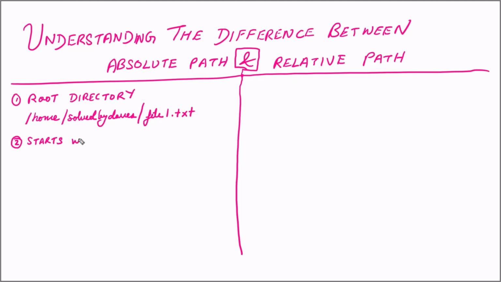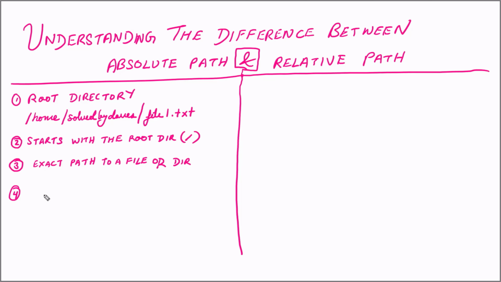So it starts with the root directory / and specifies the exact path to a file or directory from the root of the file system. It remains the same regardless of your current working directory. So if you're working with file1.txt in your current working directory, the full path is going to be /home/solvedbydave/file1.txt. That's the absolute path.